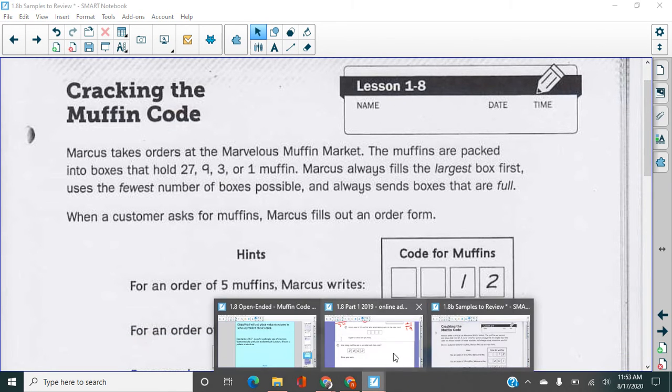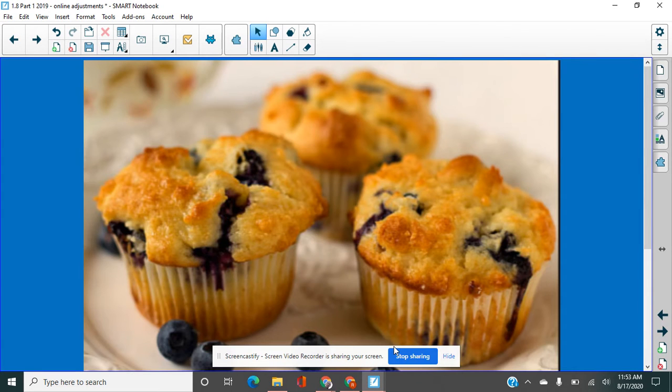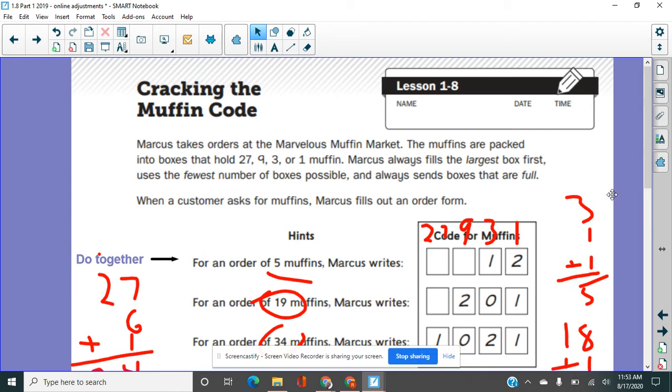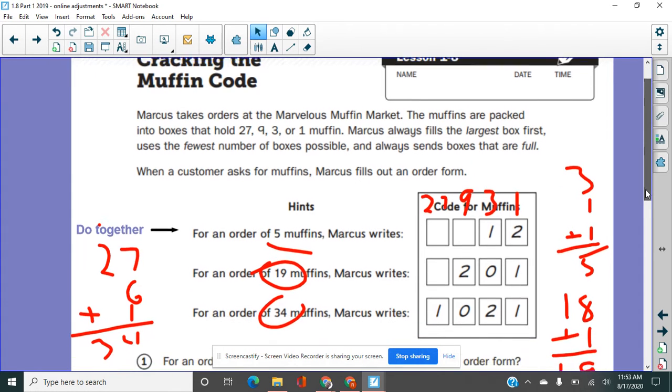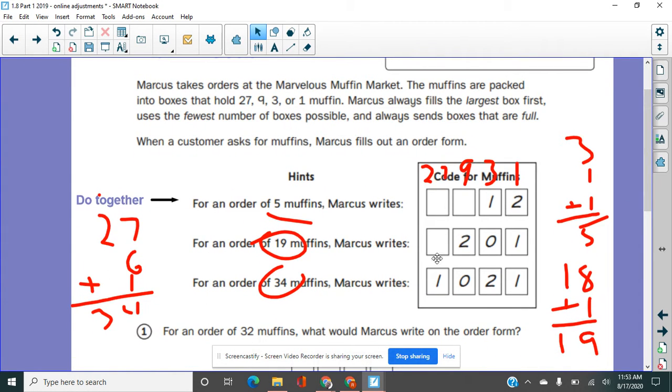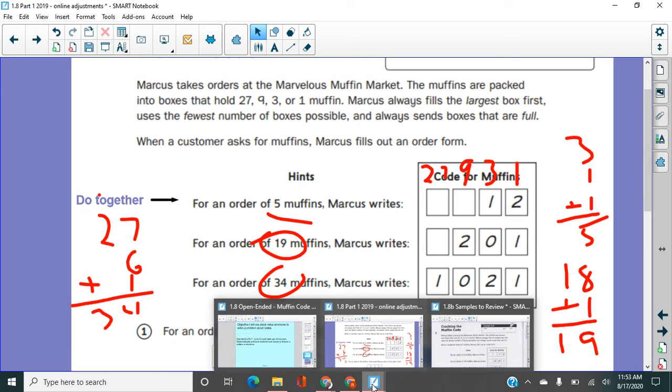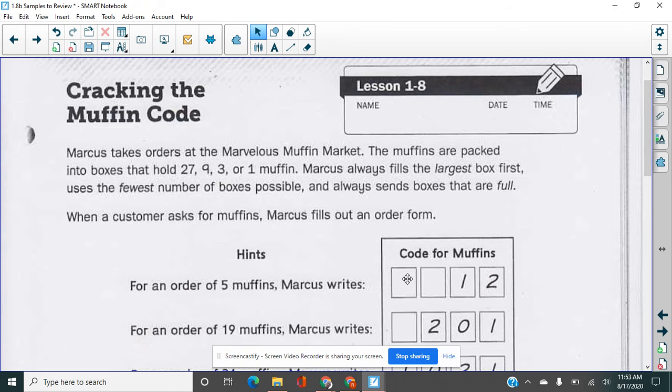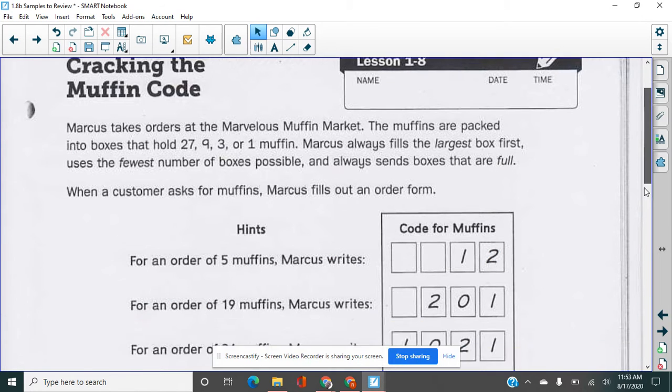And actually, I can show you what we did yesterday because we were talking about how each one of these was worth a different number, right? So these boxes were worth 27 muffins, these worth 9, these worth 3, and these worth 1. Okay, and we spent time going over that. Then you had some to do on your own.